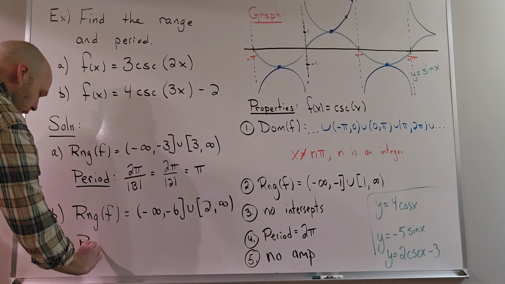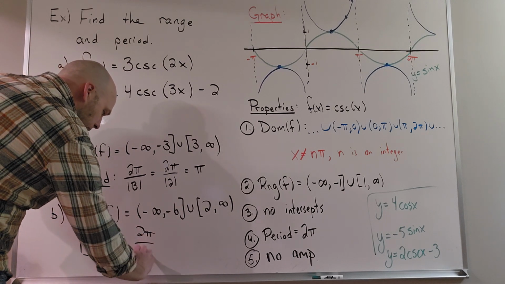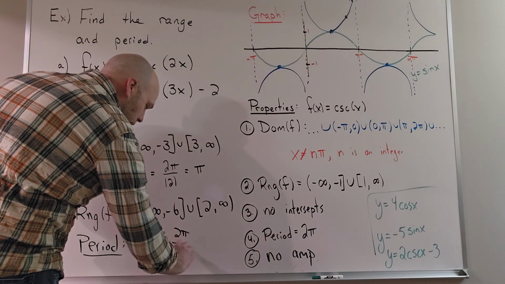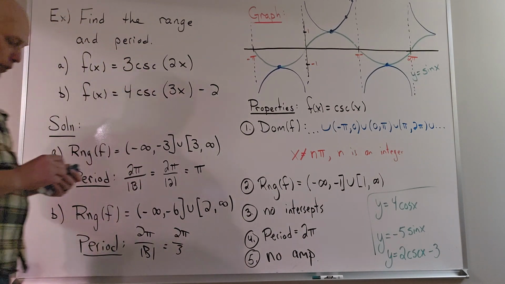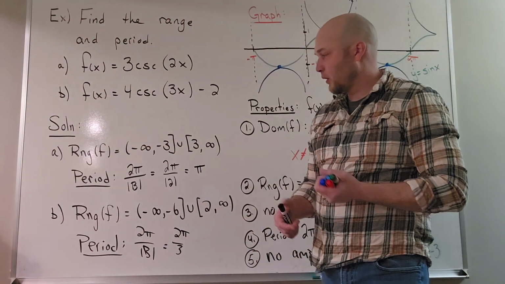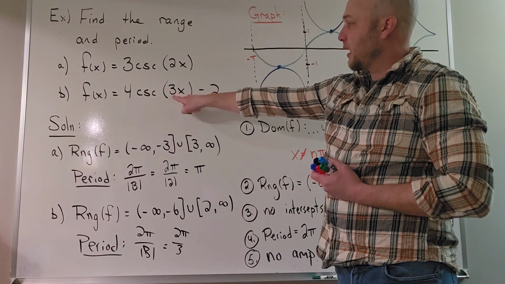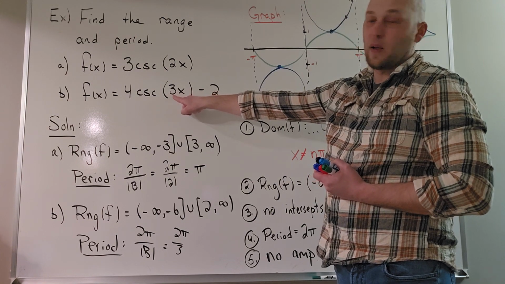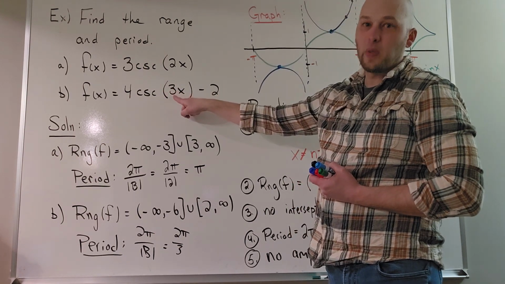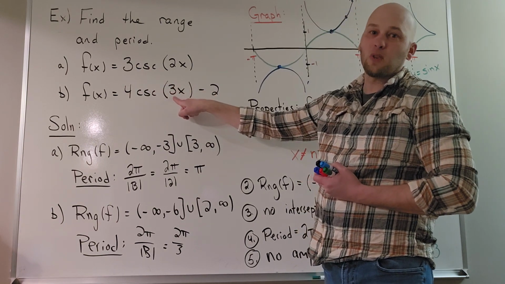Similar for the period, we take 2 pi divided by the magnitude of b. B in this case is 3, so I've got 2 pi over 3. So 2/3 of pi. Again, that is a horizontal compression because the period is smaller than the period of the base function. And again, I've got a 3 on the inside. That makes it a horizontal compression, not a horizontal stretch. This is a stretch because it's bigger than 1. This is a compression because it's bigger than 1. This is on the outside, that's vertical. This is on the inside, that's horizontal. Okay.